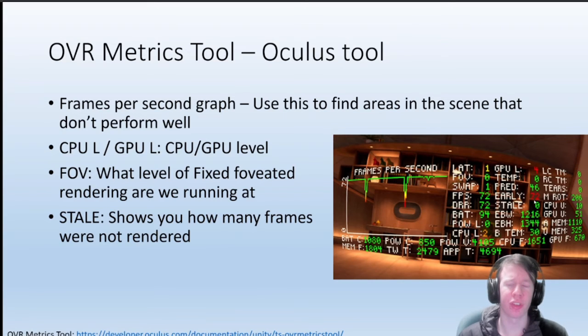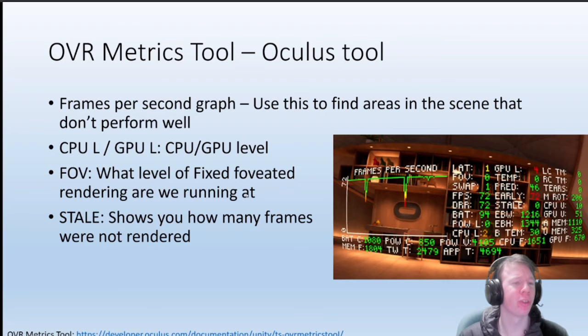You'll notice that there's also this stale thing, and stale is really important because it shows you how many frames were not rendered. Frames per second doesn't necessarily give you an accurate number of how many frames were measured, and I'll get onto that in the next slide.